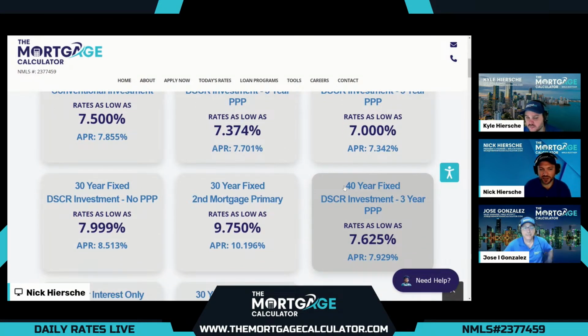And since it's up on the screen, we'll go over it. Our 40-year DSCR option, definitely a great option for our investors looking to maximize cash flow, lower the payment. This option comes in with a 3-year prepayment penalty at 7.625 rate, final APR 7.929. So this one's just a touch higher than conventional, but obviously the payment will be much lower for our investors looking to capitalize on cash flow.